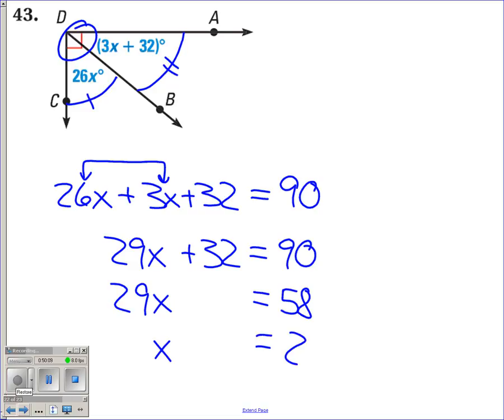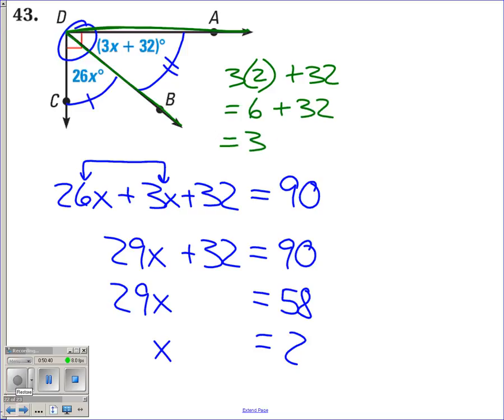Again, for this set of problems, it says find the measure of angle ADB, so we have to plug the 2 back in. Well, now remember, here's the angle, ADB. This is the one that they want. Don't plug into the other one mistakenly. Well, let's see. 3 times 2 plus 32, that's going to be the angle measure. 3 times 2 is 6, plus 32, that is 38 degrees, and that's the measure of angle ADB.